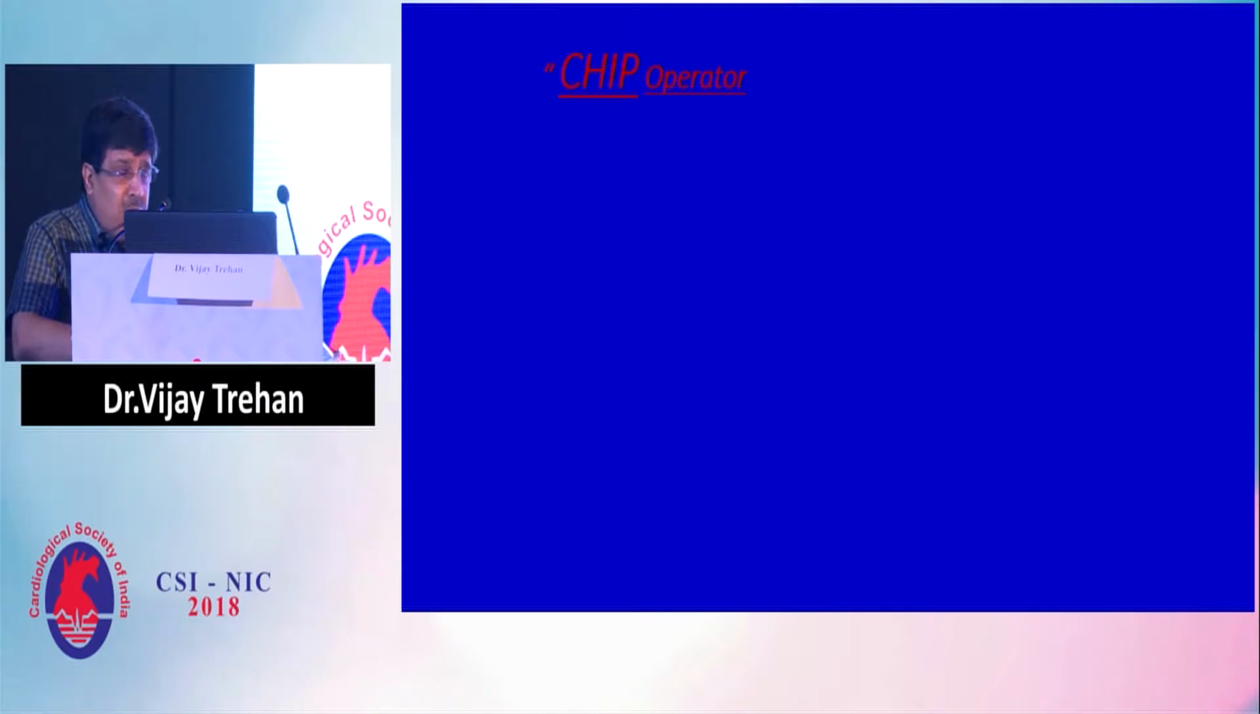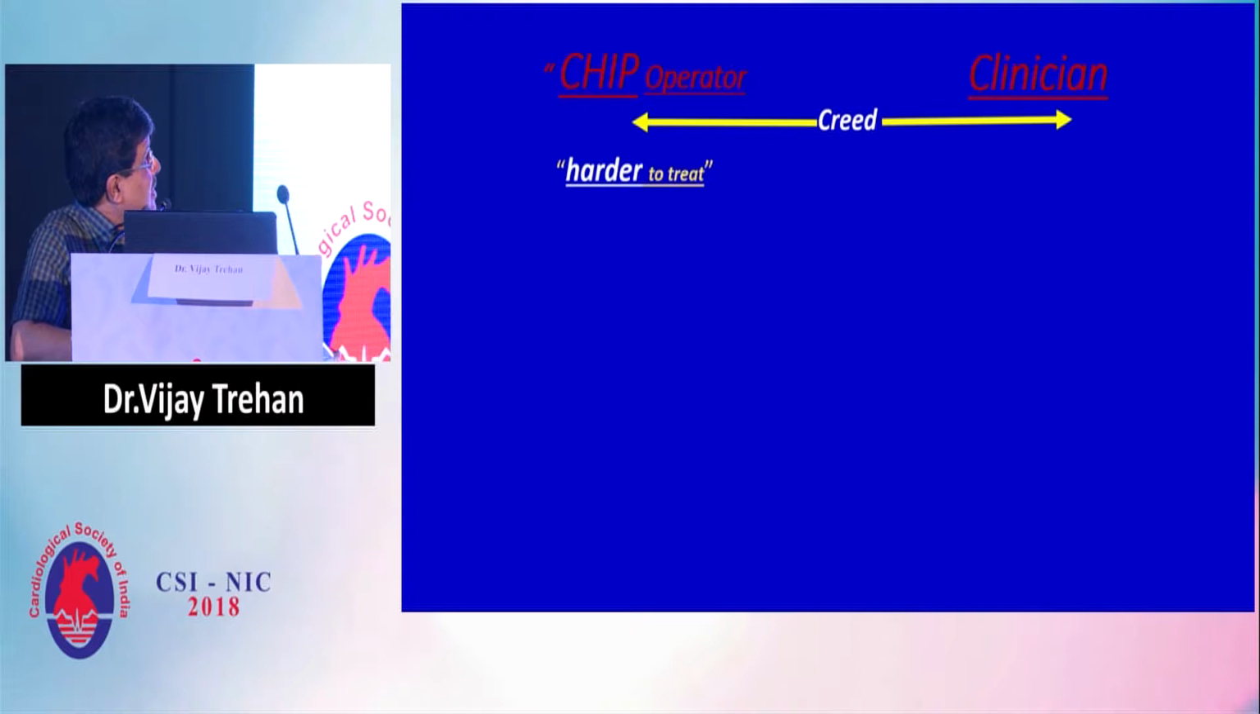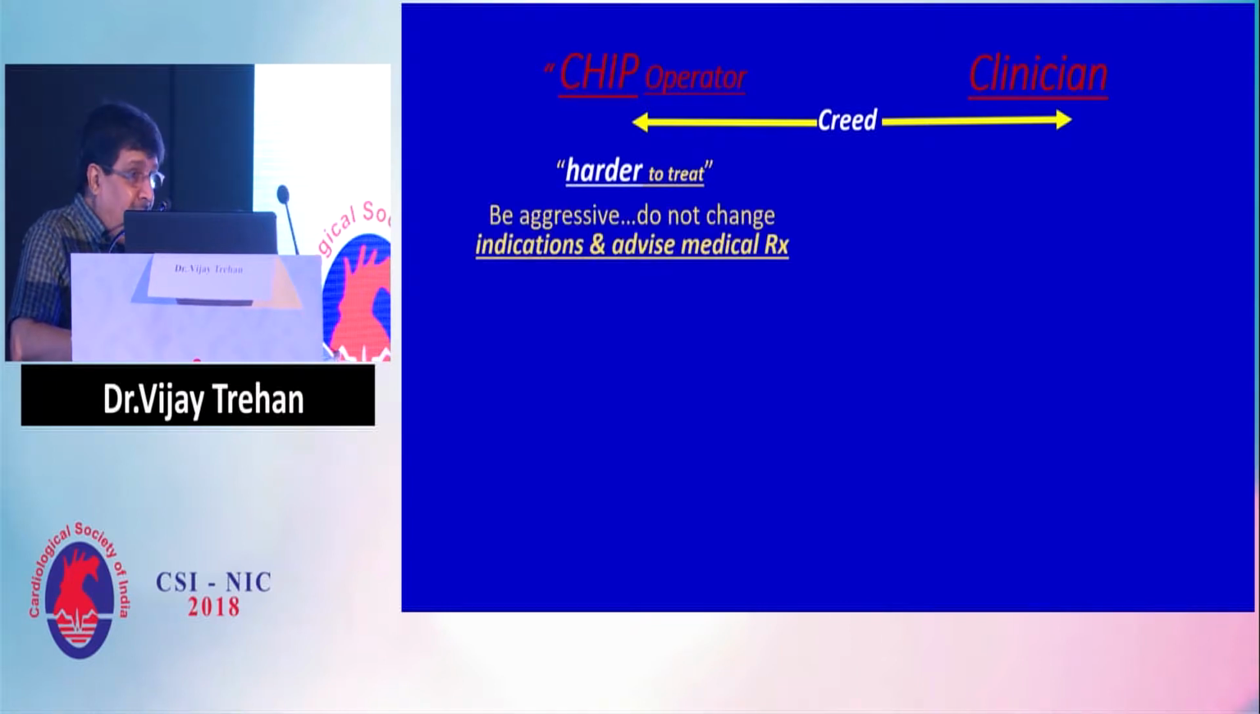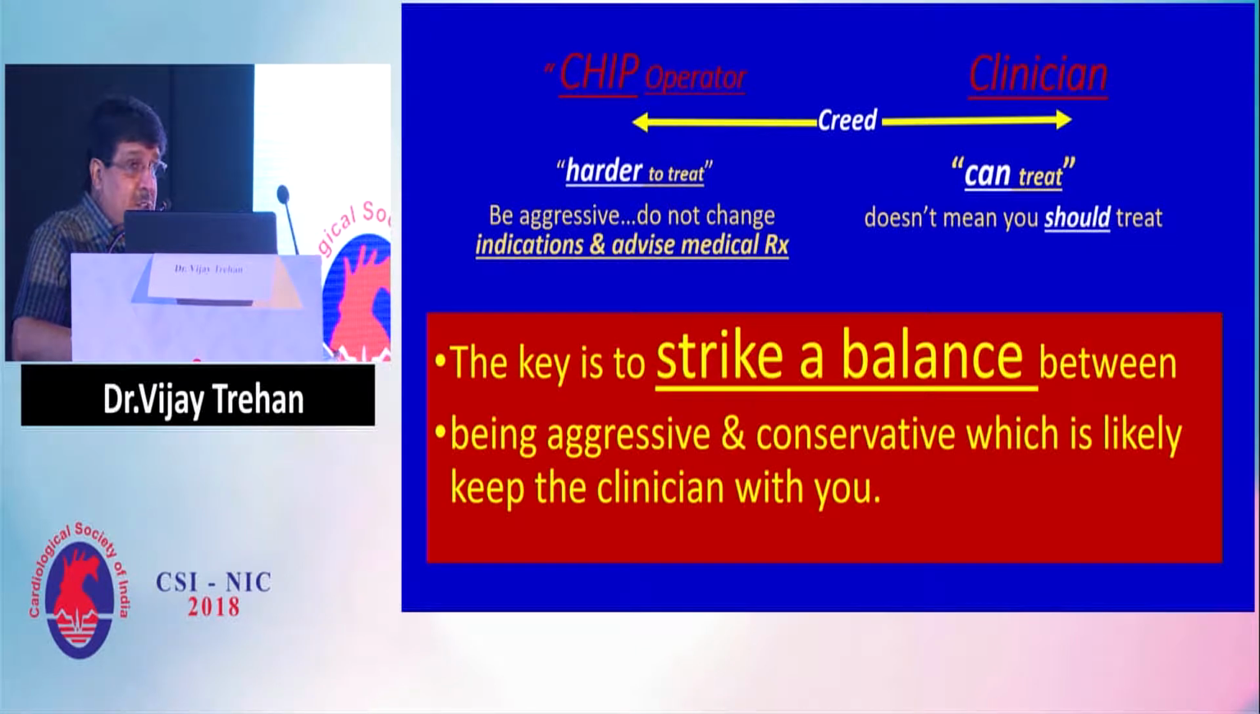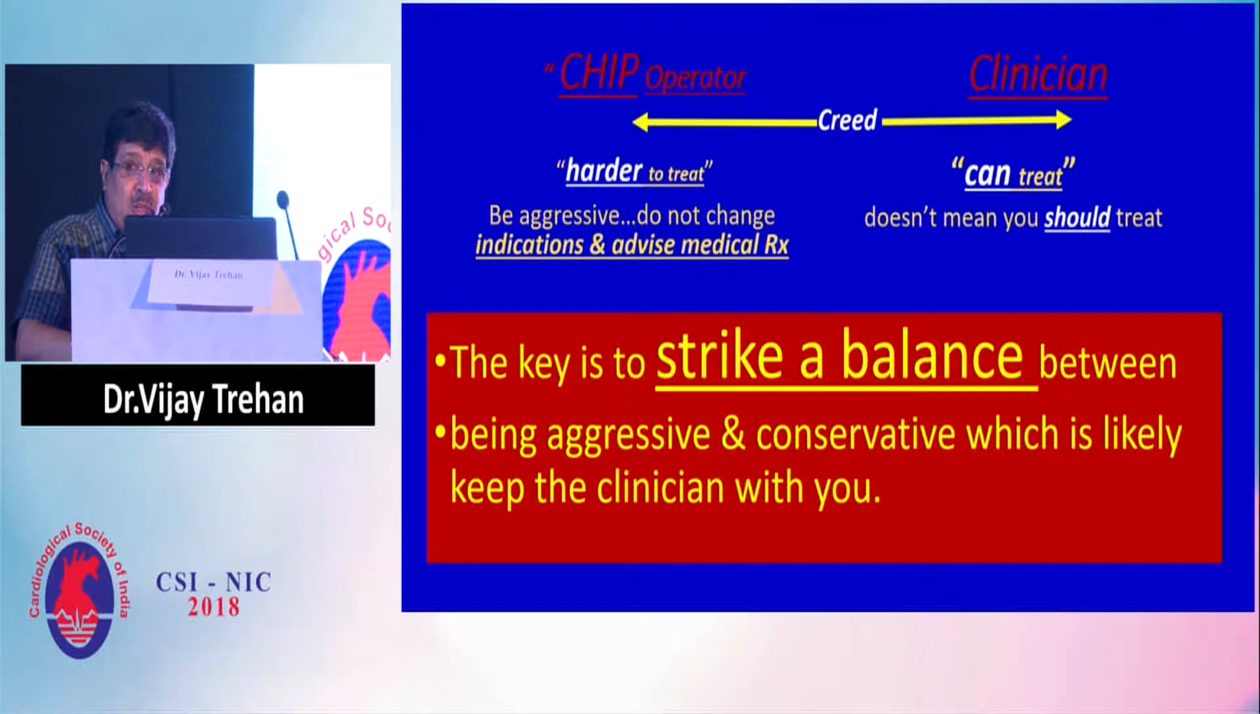And since he has to work with a clinician, who's a very, very important part of the team, and as Ajay mentioned, the creeds are different for a clinician and the operator, totally diagonally opposite. As Ajay mentioned, if things are hard, you should not just say that it's hard to treat, go on medical therapy. You'll have to be harder to handle these. And often, once you acquire the skill, you try to handle them. But there is a clinician who says that just because you can treat, you should not be treating. So you have to strike a balance between being very aggressive and being conservative. This is how you can keep the clinician with you. If you don't strike a balance, I think your clinician is going to make your program unsuccessful.